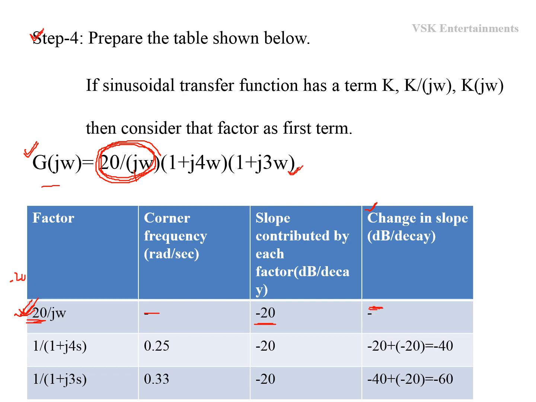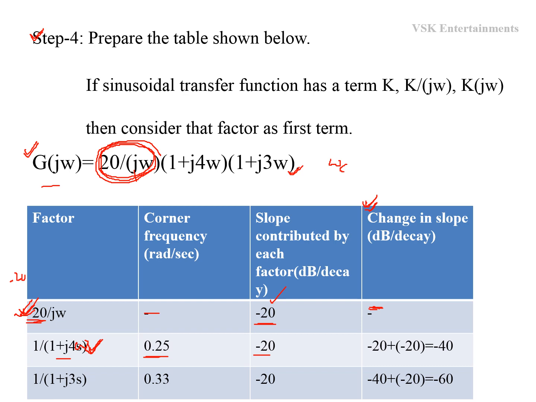Now consider the second factor. The second factor we consider depending upon the corner frequency, so the second factor is 1 / (1 + 4j omega). Here the variable is omega, not s, and the corner frequency for this factor is 0.25. This is again a pole, so the slope is minus 20. Here there is a previous factor, so we have to find out the change in slope.